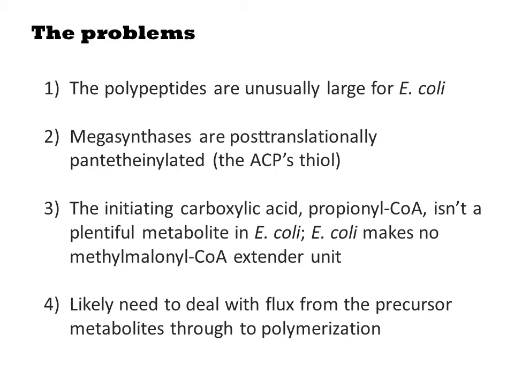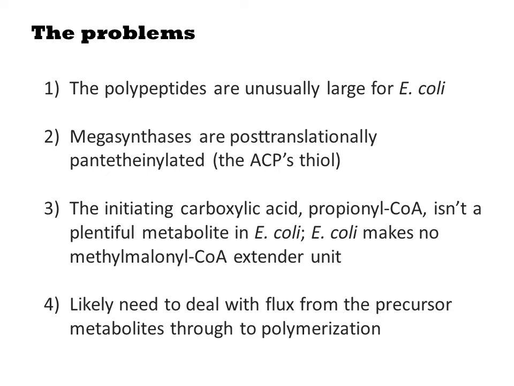Second, the megasynthases need to be pantetheinylated to supply the thiol linker on each ACP domain. Though this all boils down to adding another enzyme to add that group, sometimes an appropriate enzyme is unknown. Sometimes one of the monomer units is not produced in the chassis. In this biosynthesis, propionyl-CoA is going to be the initiating unit. This metabolite is made in E. coli, but in low abundance in flux.